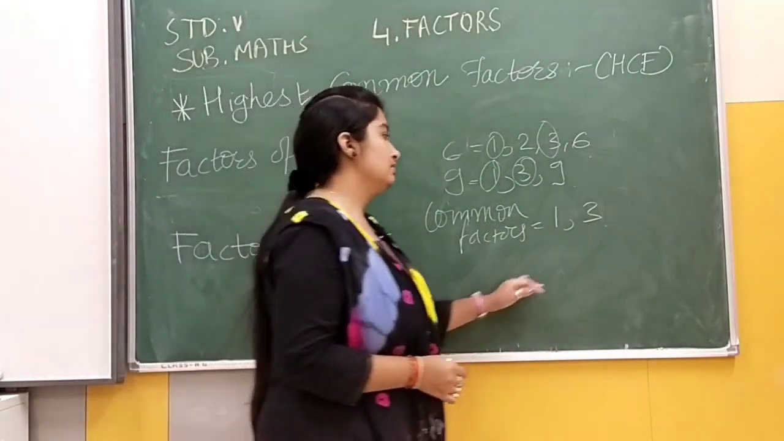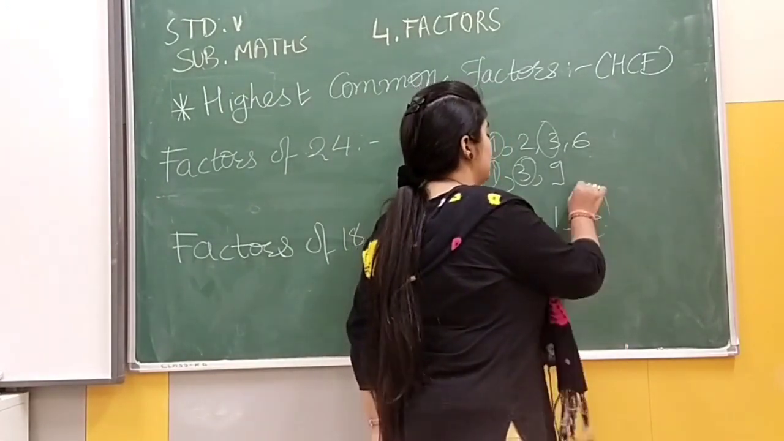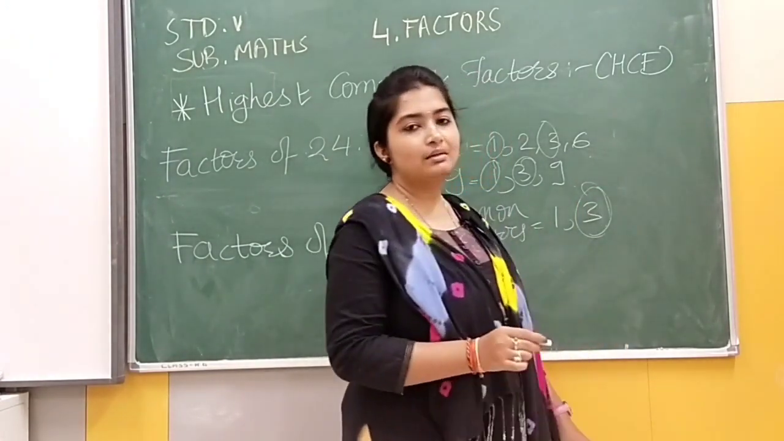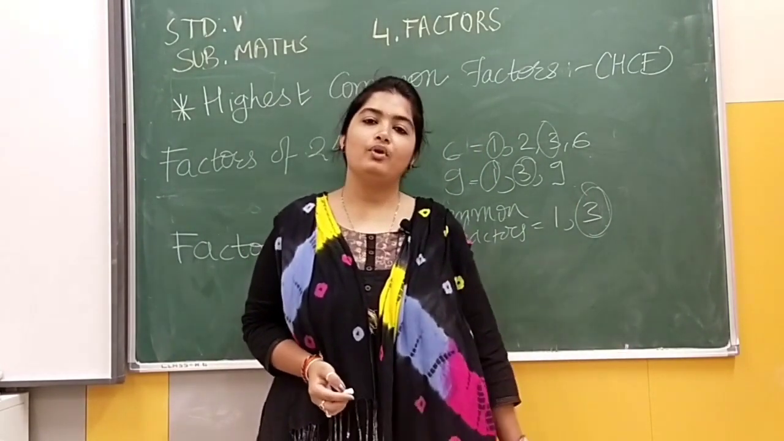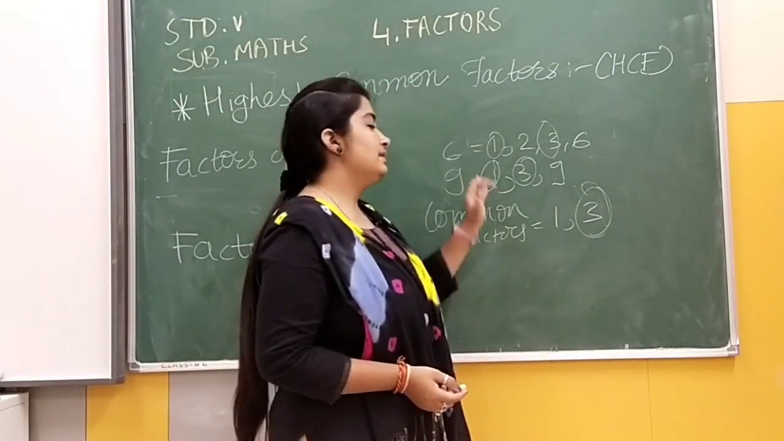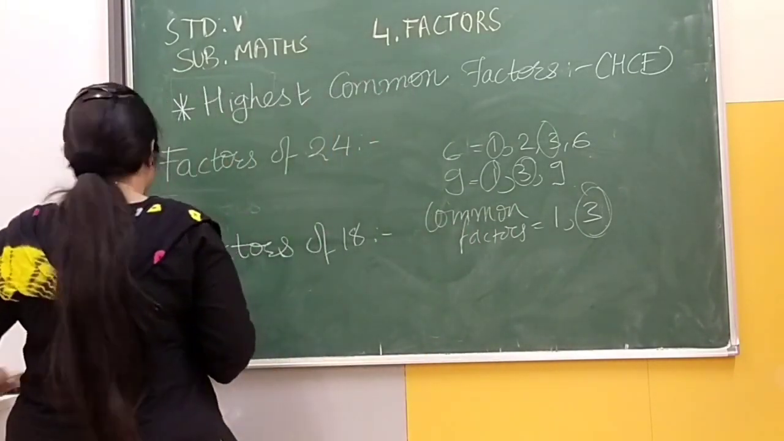Now what is highest factor? Highest common factor is the biggest number, that is here we have 3. 1 and 3 में हाईएस्ट कौन सा है? That is 3. तो हमारा जो 3 जो है वो HCF होगा हमारे नंबर 6 and 9 का. Let us see the next example.